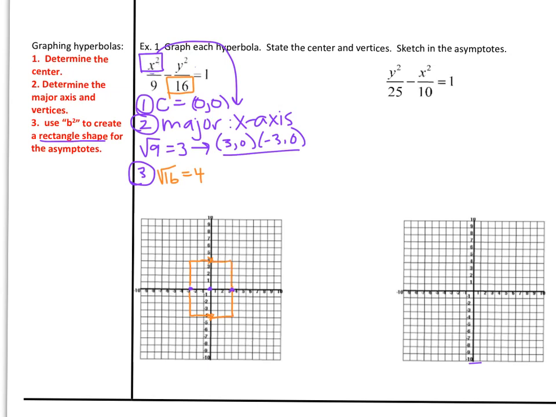So there's my rectangle. Now the asymptotes are actually going to go corner to corner on that rectangle. So the rectangle isn't the boundary, but the diagonals that we'll create are actually technically that boundary value. So from the center, I'm just going to count up with a diagonal and go all the way through to the top of my graph. And do the same thing in the other direction. And try your best to go right through those diagonals.